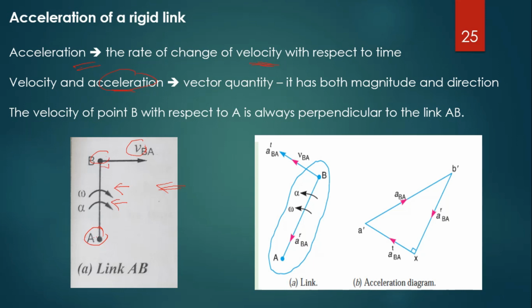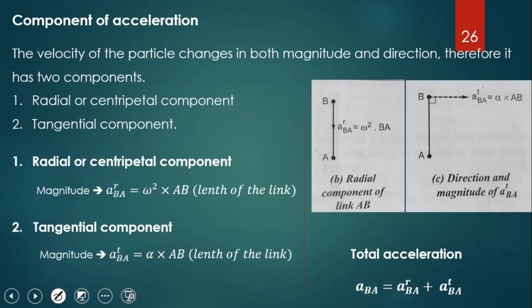Now the components of acceleration. The velocity of the particle changes in both magnitude and direction. Already we know that acceleration is the rate of change of velocity with respect to time. Therefore, the components of acceleration are two: one is the radial or centripetal component, and the other is the tangential component. Now, how to calculate the radial component? What is meant by radial component?